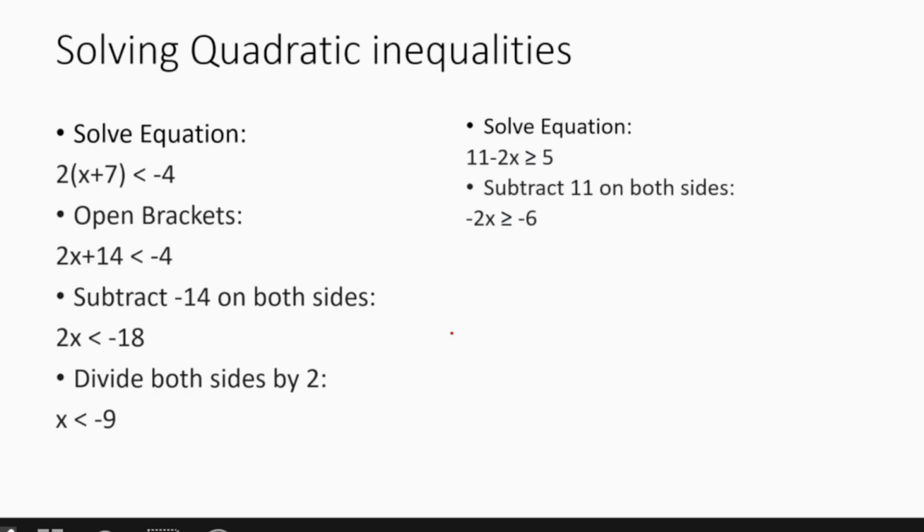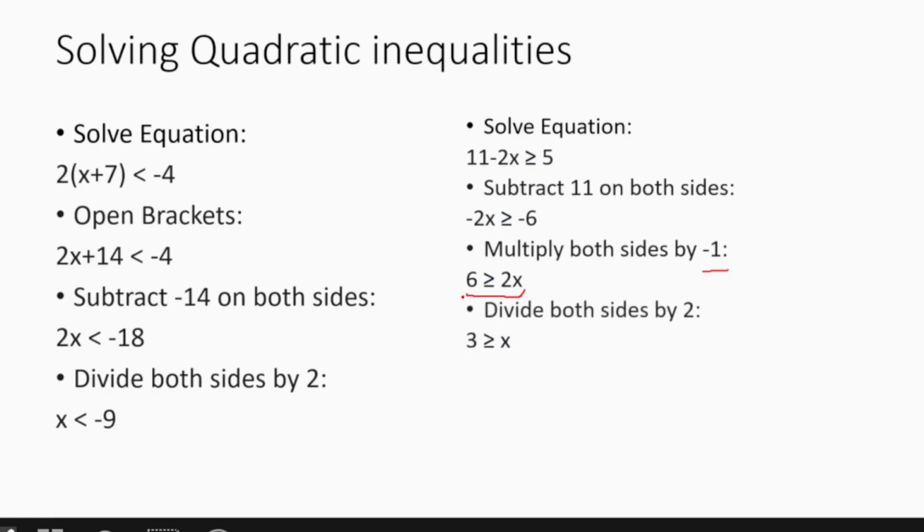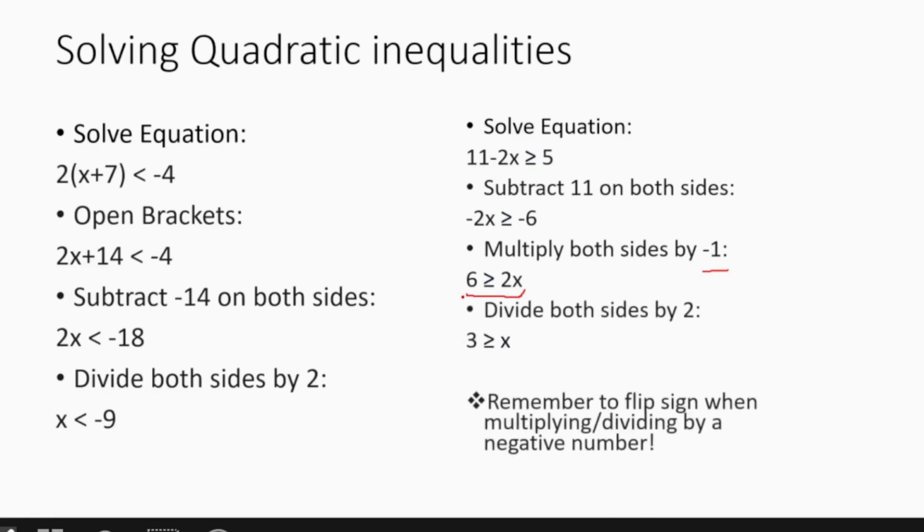So always remember, first what you are going to do is multiply both sides by -1. As you can see here, I have multiplied both sides by -1, but in case you didn't notice, I have also switched the sign. Don't forget to switch the sign whenever you multiply anything by a negative. Alright, now divide both sides by 2. So 3 >= x. Always remember the thing I just told you: when multiplying or dividing by a negative number, always flip the sign.